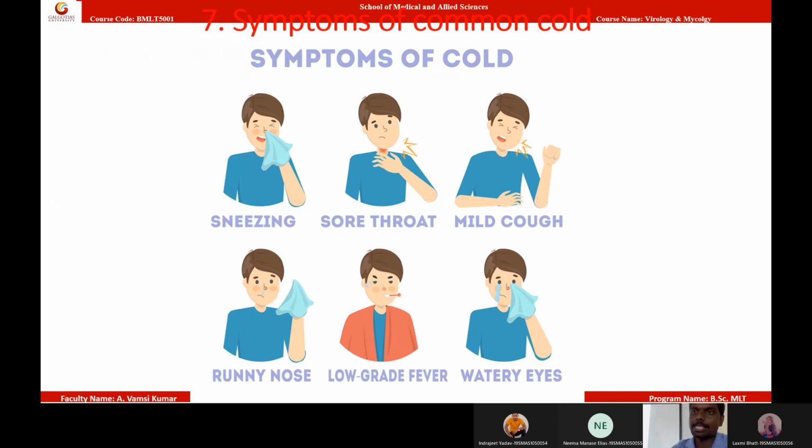So write the clinical symptoms of cold. This everyone knows. Write the symptoms of cold. These are the symptoms. Symptoms of cold: sneezing, sore throat, mild cold. You know why you will get mild cold? Because these discharges will go to the trachea. And since it went to the trachea, you will get cough. Okay, mild cough. Sore throat, runny nose, low grade fever and watery eyes.